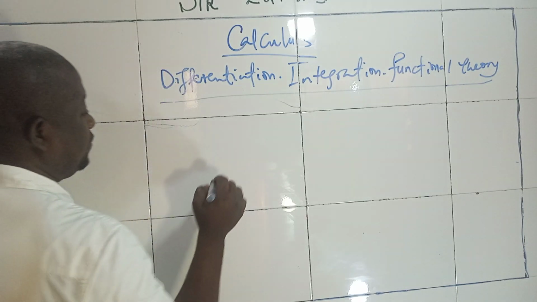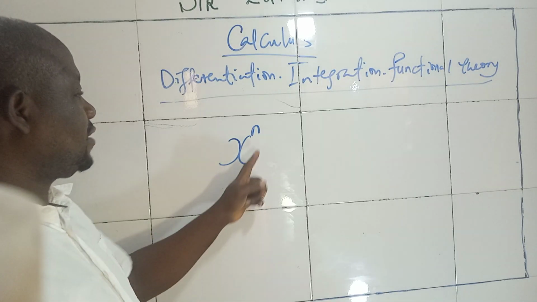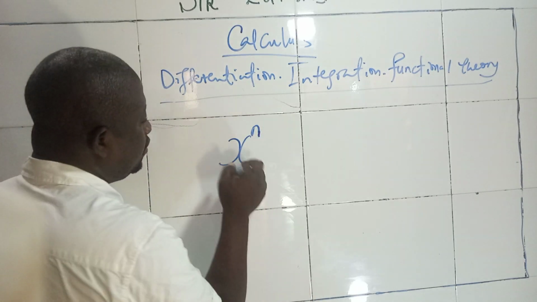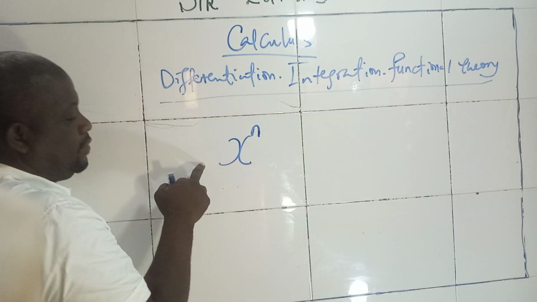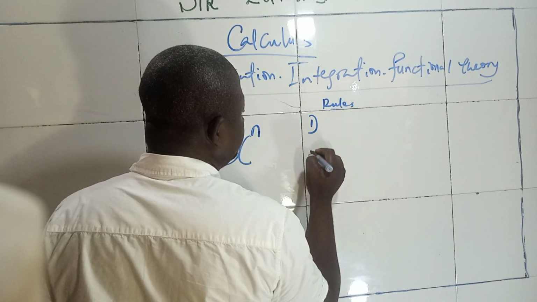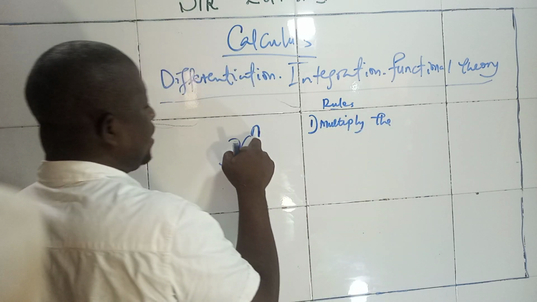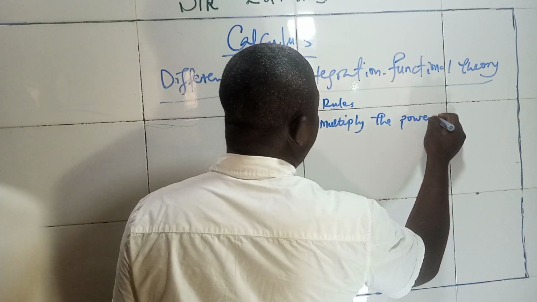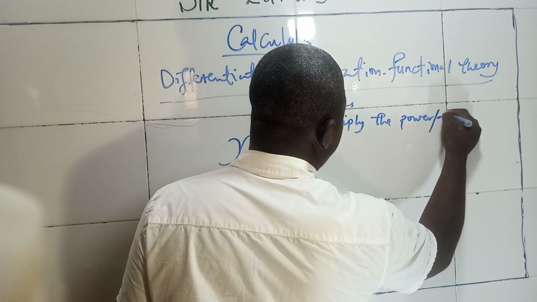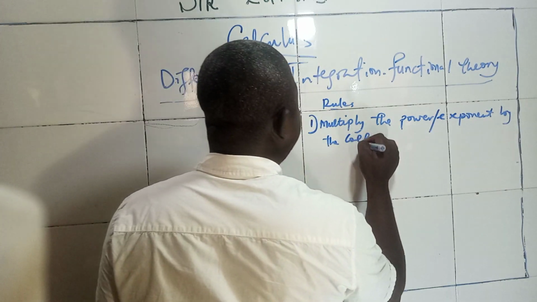If you have x raised to power n, the rule says that what? Rule 1. Multiply the power by the coefficients. If you don't want to call it power, you can call it exponent. Multiply the exponent or power by the coefficients.